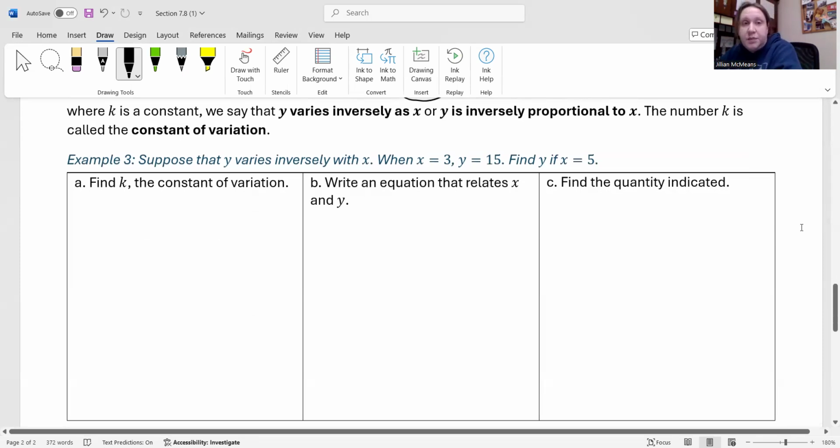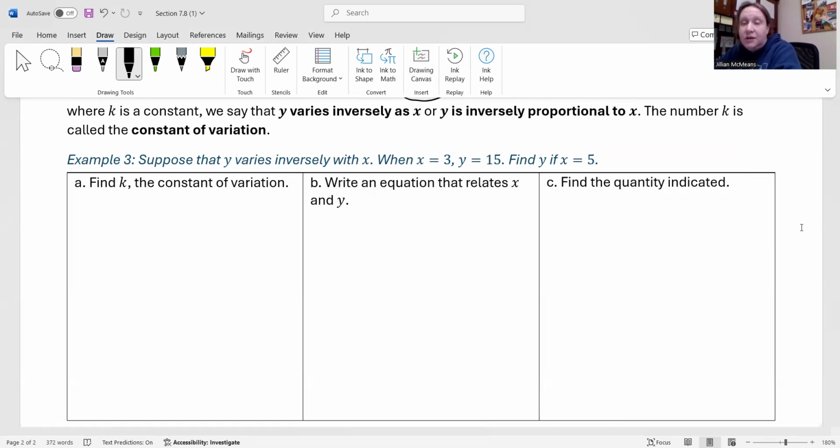So for example 3, it says, suppose that y varies inversely with x. When x is 3, y is 15. Find y if x is 5. So for part A, we want to find k, the constant of variation. Well, we know that if y varies inversely with x, we have a situation like y equals k over x. And then we're told, without a shadow of a doubt, that y is 15 when x is 3. We're going to use that to figure out what k is. We can set that up in this equation right here and just solve for k.